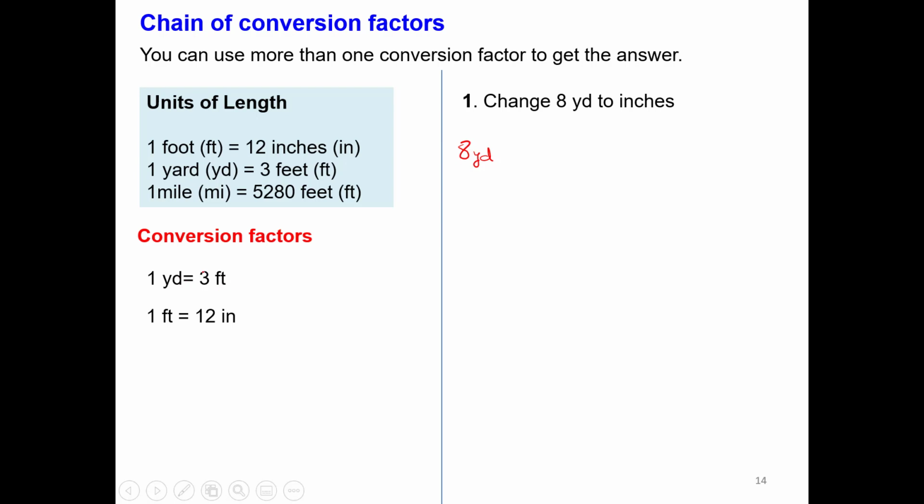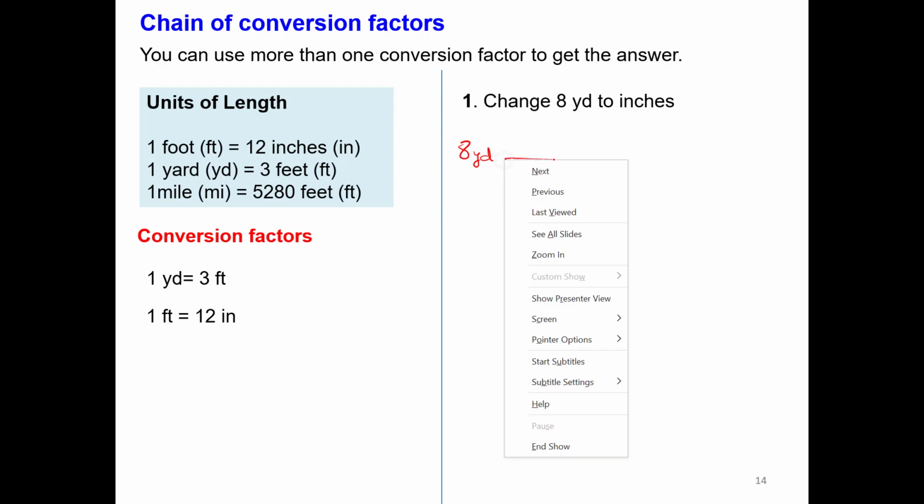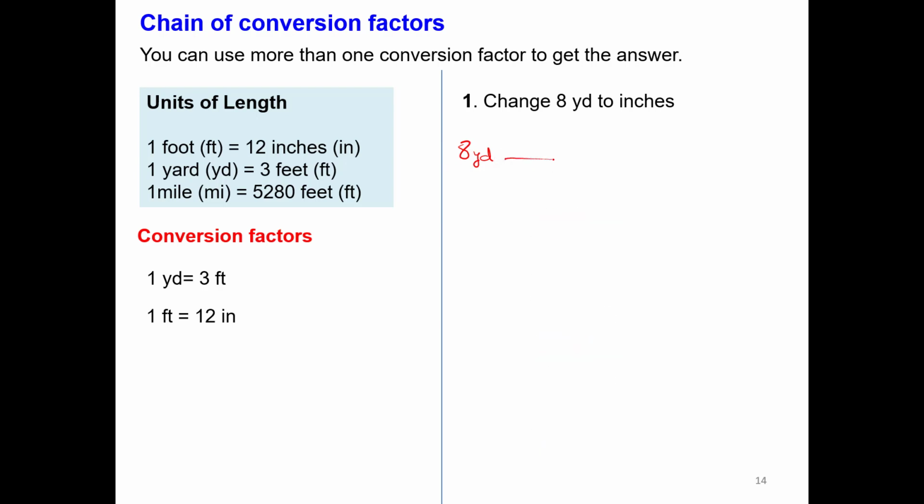Then we need to write jar in the denominator because we want to cancel out the jar. Then we have 1 jar and 3 feet. This is the right way to write it, and we know it's right because jar cancels out. And we have feet, but we don't want feet, we want inches.